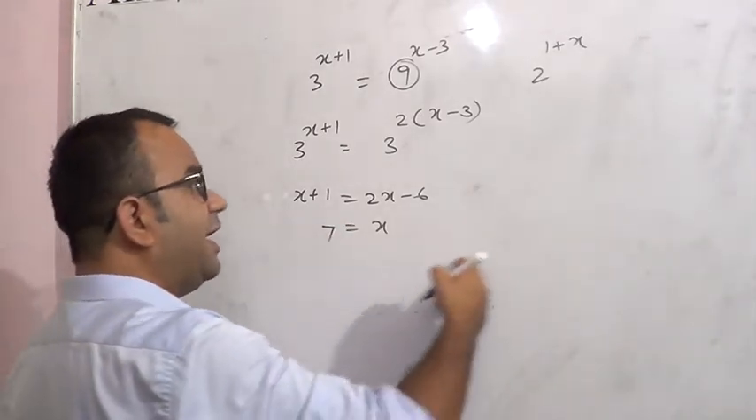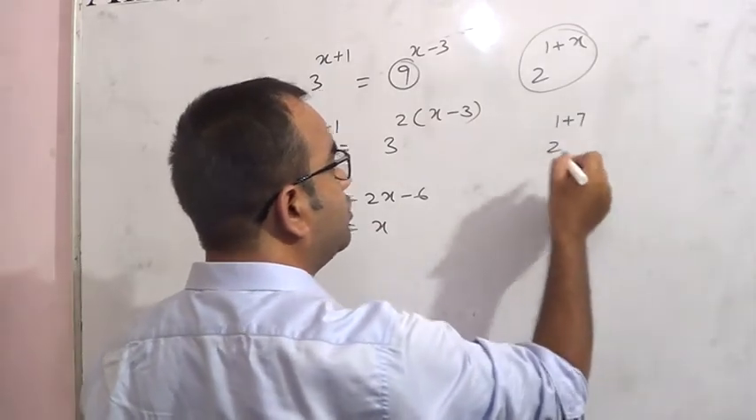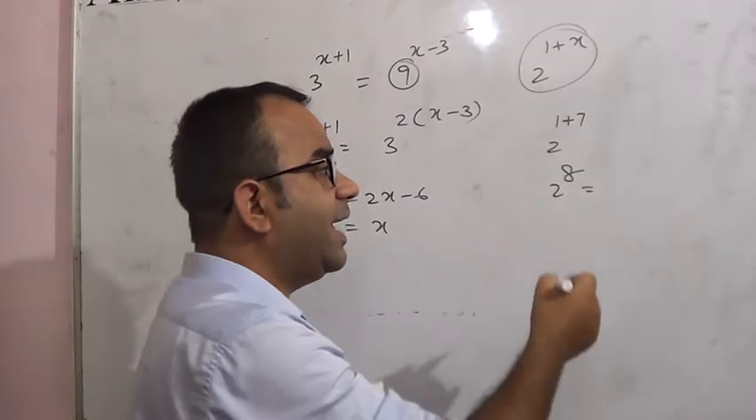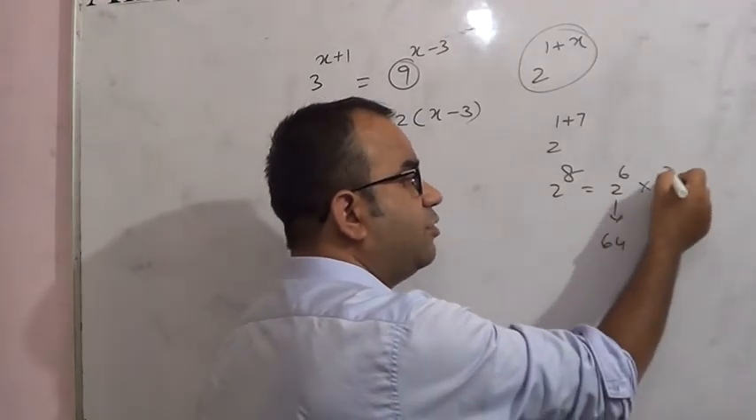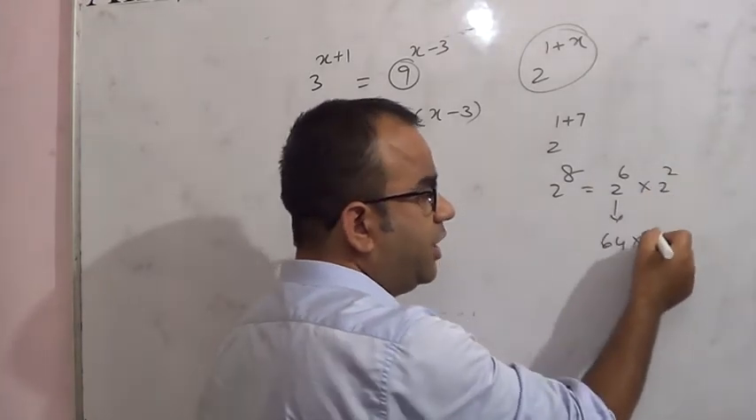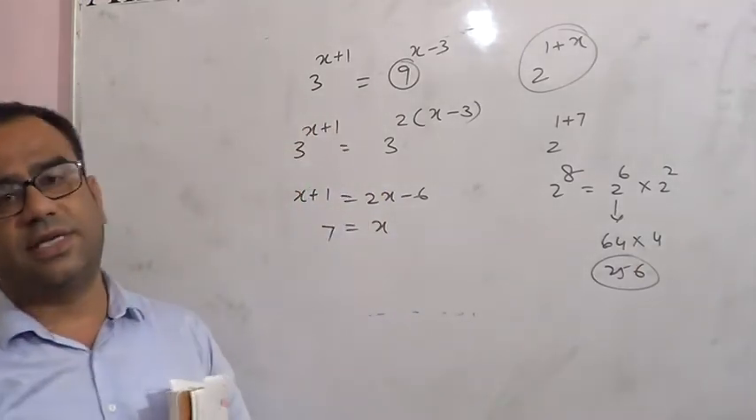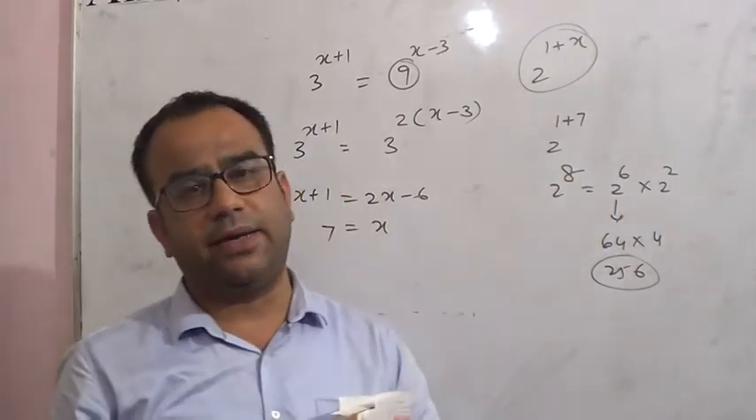Now just put the value of x here, so it will become 2 to the power 1 plus 7, that is 2 to the power 8. 2 to the power 8 can be simplified as you know that 2 to the power 6 is 64, multiplied with 2 to the power 2, sorry, 4, 4 4s are 16, it is 256. Or you can directly calculate 2 into 2 into 2 up to 8 times.